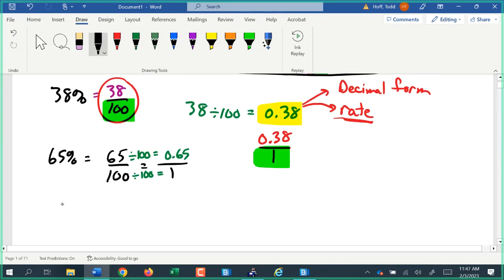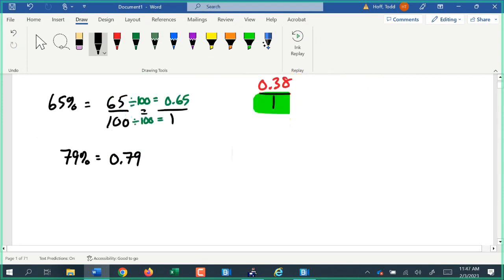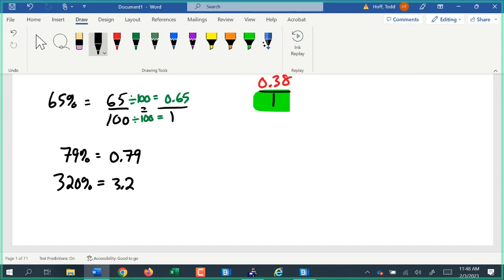So if I have something like 79%, to convert that into a rate or decimal form, I move the decimal 2 spots to get 0.79. Or 320%. I move the decimal 2 spots to get a 3.2 as a rate, or 7.6%. I move the decimal 2 spots, and we got to be careful here, 0.076.